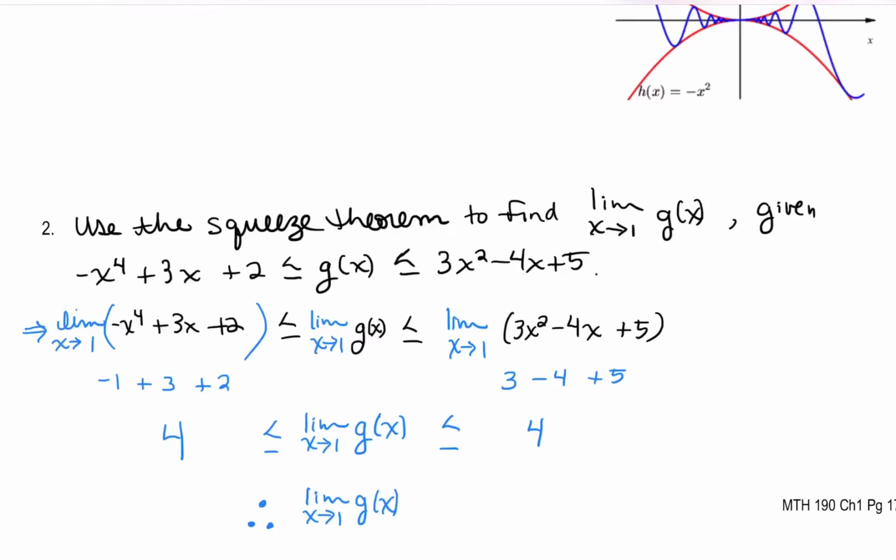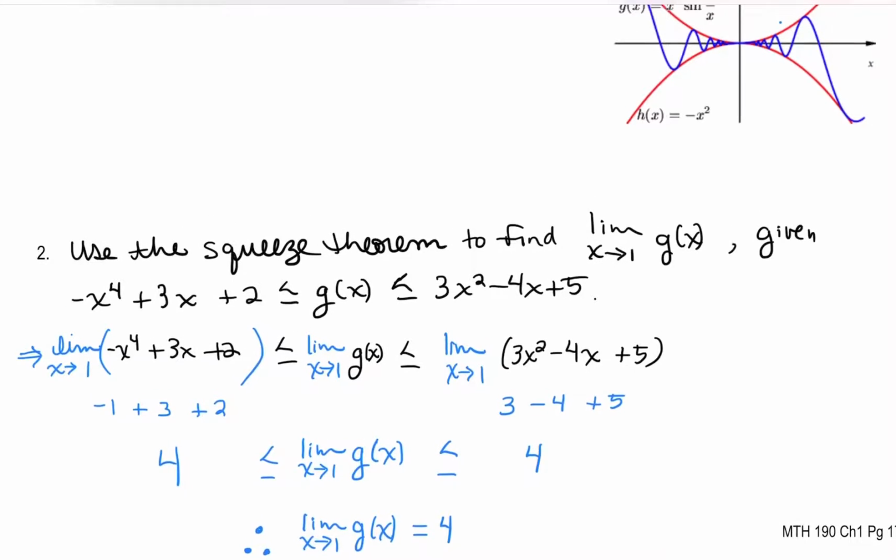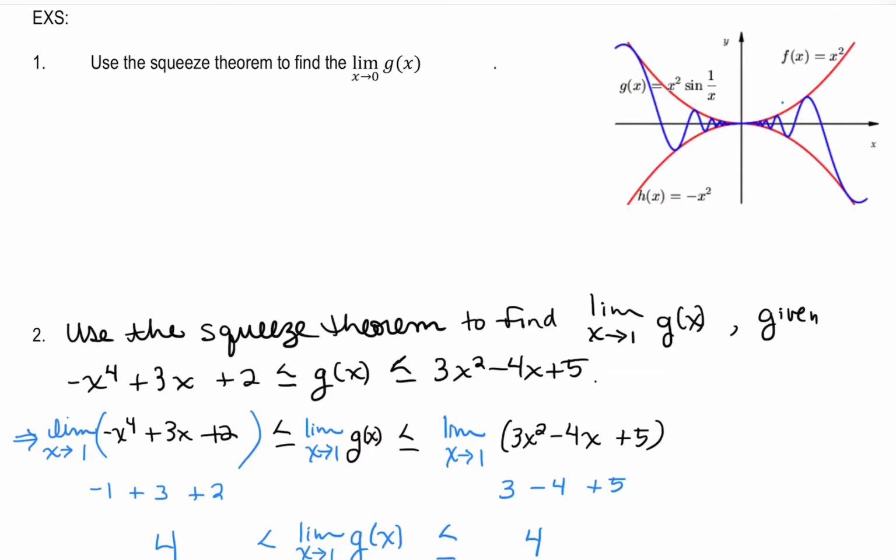So that's the idea behind the squeeze theorem. Let's also now go back up and take a look at this number 1. And so we have a graph, and we can kind of visually see this squeeze theorem working here. We have this function g of x, which is x squared times sine of 1 over x, and we're interested in finding this limit.